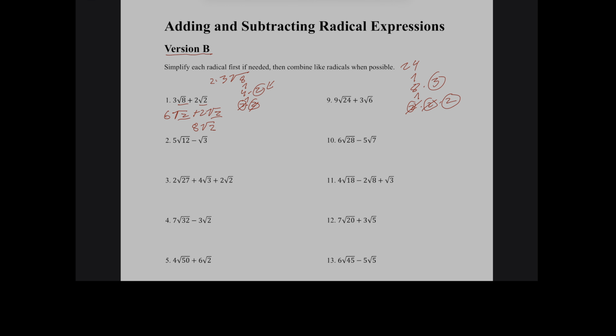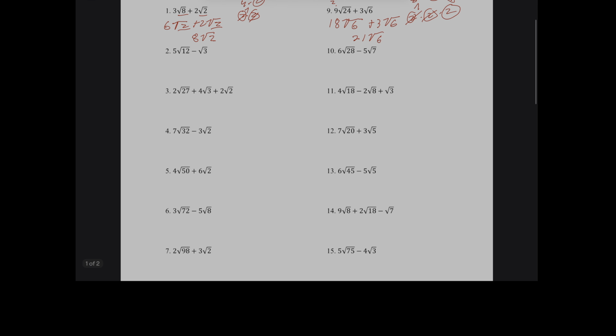So I'm going to pull a 2 out. And now look, I already have a 9. So now I'm going to pull a 2 out to make that 18 radical, and this is what's left over, the 3 and the 2. 18 radical 6 plus 3 radical 6. When I add them together, I'll get a 21 radical 6. Okay? Let's keep going. Number 5.